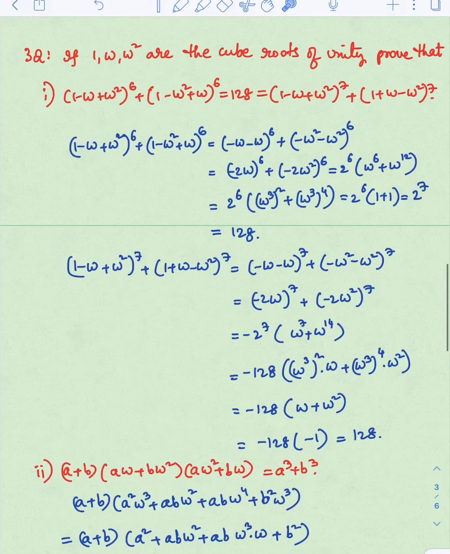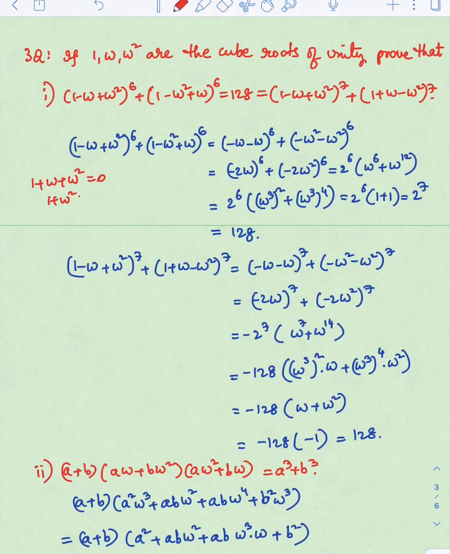Next, third question. If 1, omega, omega square are the cube roots of unity, prove that there are 3 bits. This is the first bit. It is to be proved. The LHS part is equal to this. Here I have written this like this. Very interesting. This formula is used.